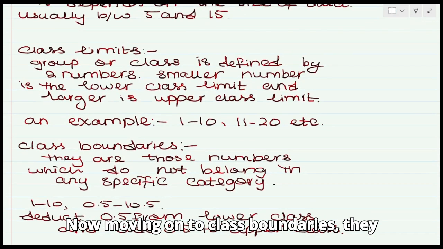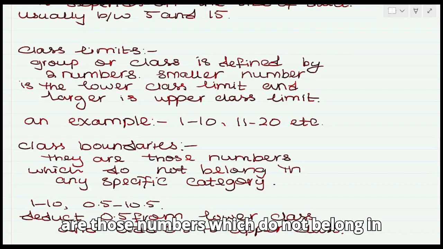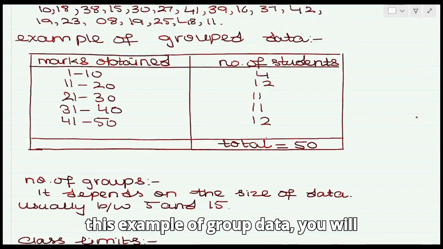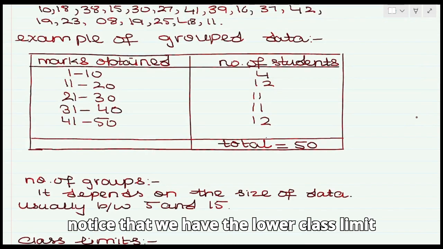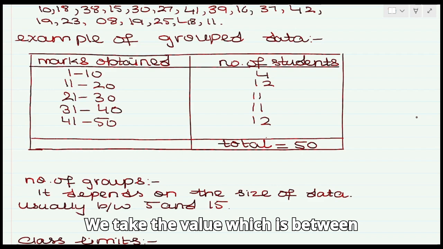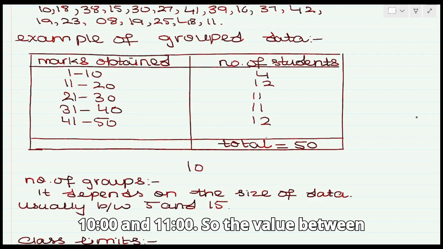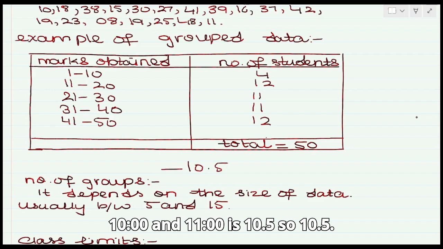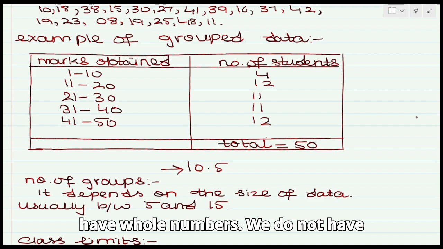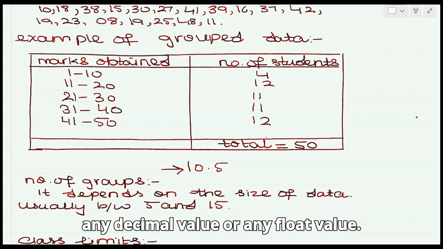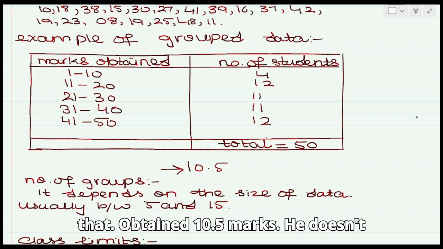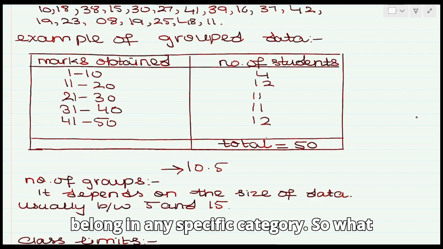Now moving on to class boundaries. They are those numbers which do not belong in any specific category. If you look at this example of grouped data, you will notice that we have the lower class limit and the upper class limit. But what if we take the value which is between 10 and 11? The value between 10 and 11 is 10.5. We can see that here we only have whole numbers. We do not have any decimal or float values. So that means the student that obtained 10.5 marks doesn't belong in any specific category.